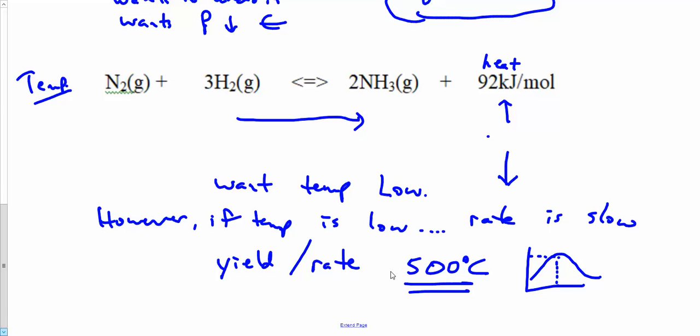These are the factors that affect this reaction: temperature, pressure, concentration, and a catalyst. And now you've seen it in action, how I could use Le Chatelier's principle to maximize the yield of a product.